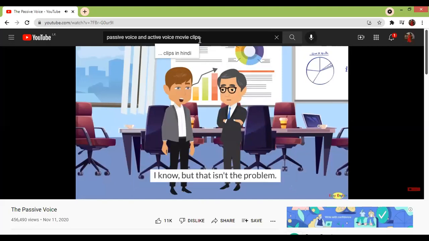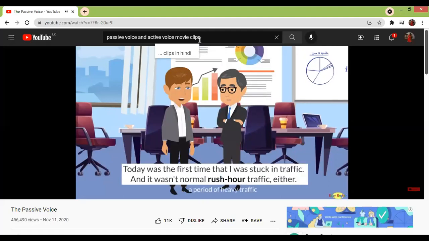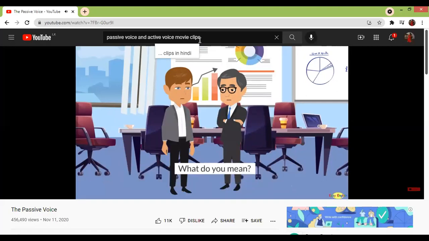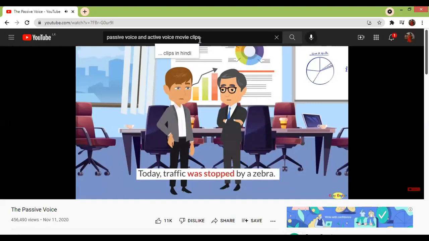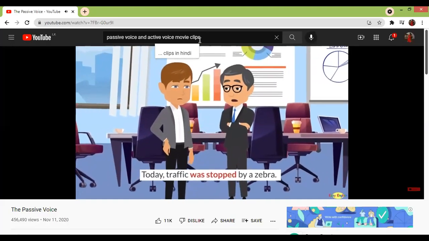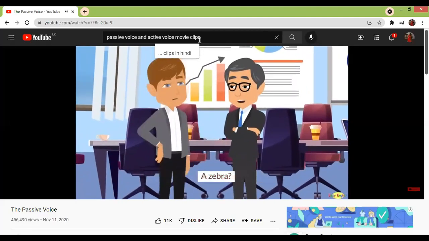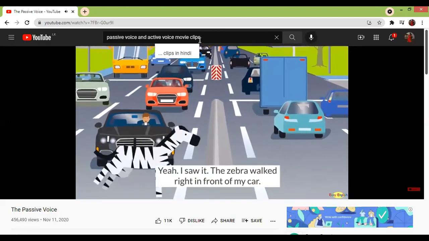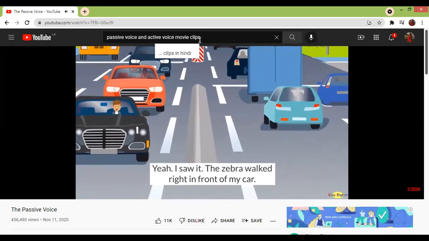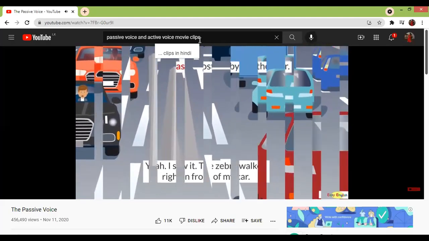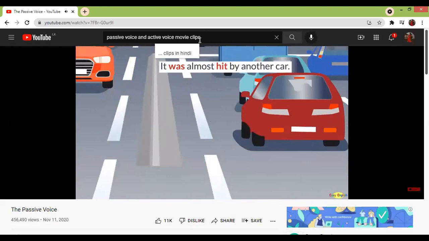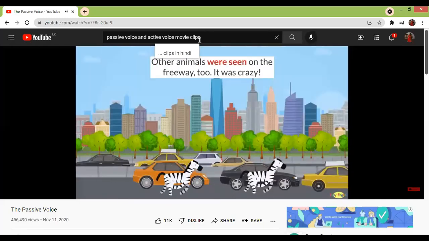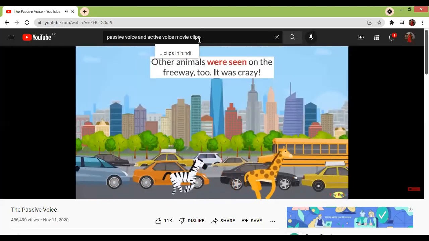I know, but that isn't the problem. Today was the first time that I was stuck in traffic. And it wasn't normal rush hour traffic either. What do you mean? Today, traffic was stopped by a zebra. Zebra? Yeah, I saw it. The zebra walked right in front of my car. It was almost hit by another car. Other animals were seen on the freeway too. It was crazy.